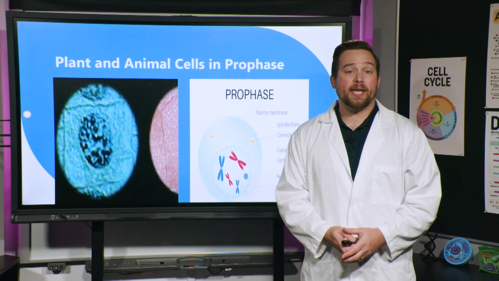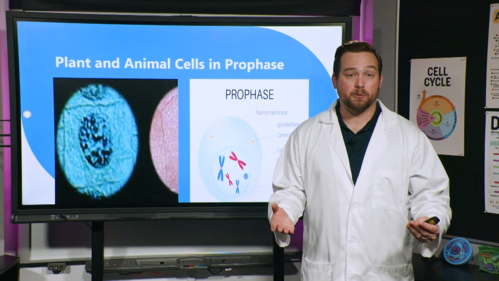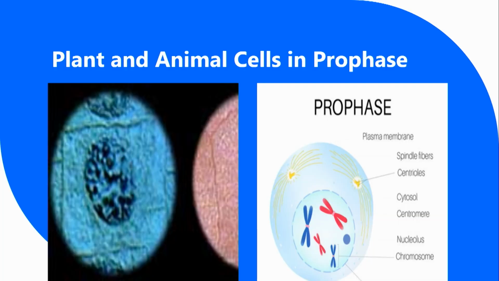So let's go ahead and take a look at this first part. This is the first part of mitosis. It's called prophase. On the left, I have a plant cell, and on the right is the animal cell. Prophase is the longest part of mitosis. It's so long that sometimes they divide this into an early prophase and a late prophase.